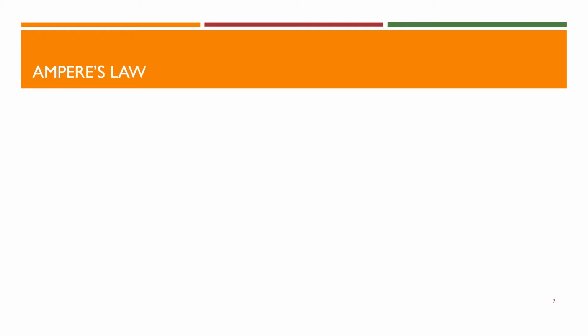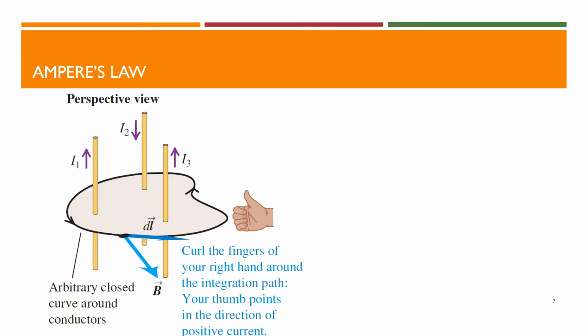So let's look at an example on how Ampere's law is used. Okay, so look at this figure right here. You have three current sources, I1, I2, and I3. I1 and I3 point up, I2 points down. Okay, so we now enclose these three currents in an integration path where we apply Ampere's law. So as a rule of thumb, no pun intended, we curl our four fingers to the direction where the Amperian loop is traced. So take note that the Amperian loop considers directions or takes note of the directions, and where your thumb points is the direction of the positive current.